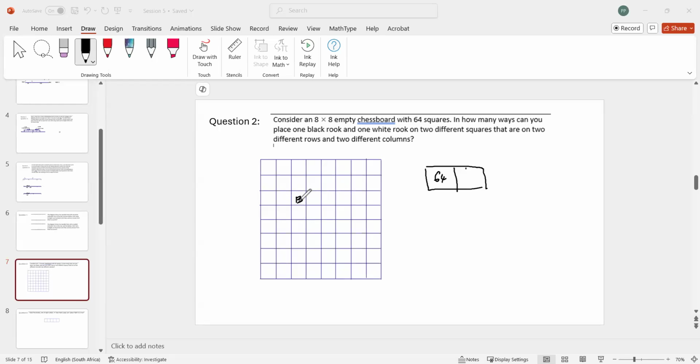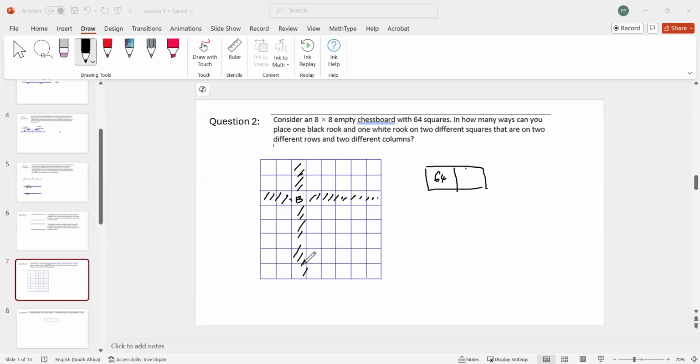So if I place the black rook here, I can't place the white on this column in which the B appears. It says on two different squares, on two different rows and two different columns. So I'm not allowed to place the white rook anywhere here and anywhere here. So in how many ways can I place the white rook? All right, so you have to eliminate all these.